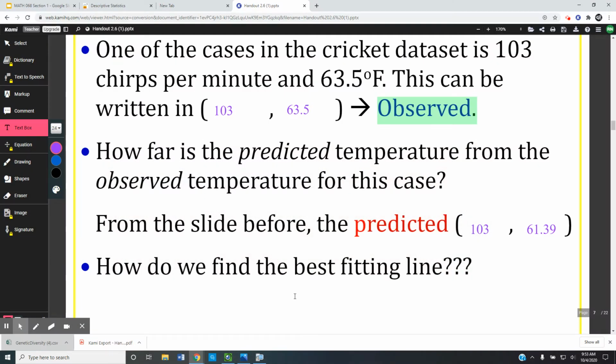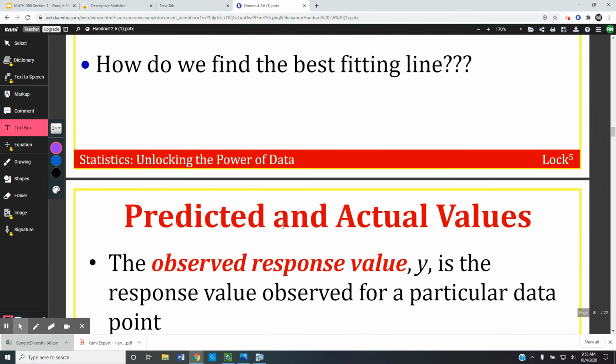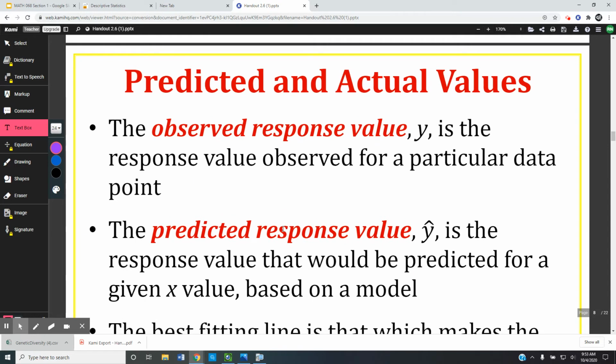So the question is, how do we find this best fitting line, and how do we actually get this predicted temperature? That's what we're going to do right now. So this predicted and actual value. The observed response value y is the response value that was observed for a particular data point. You actually have this in your data set. This is a data set value, and it's an x comma y.